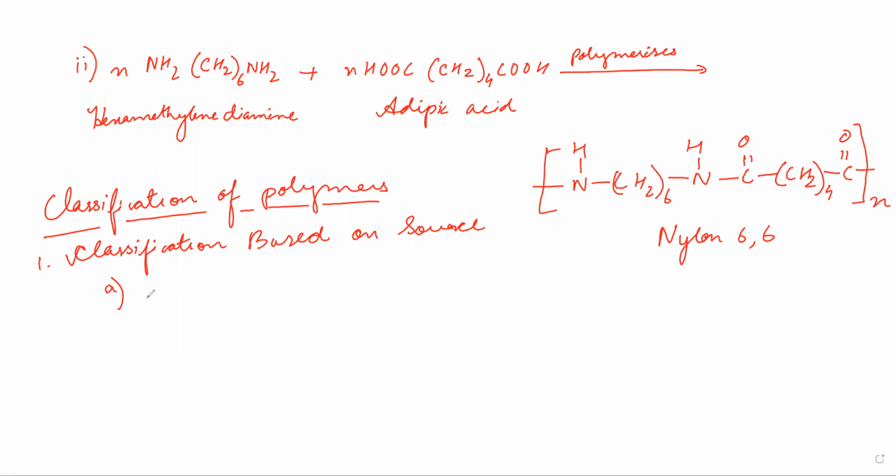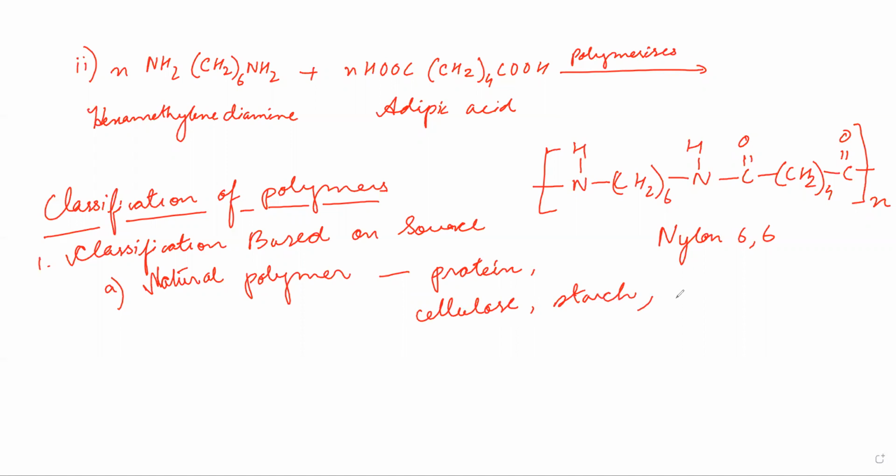So if I take natural polymer, from nature you are going to get this polymer. That is why it is known as natural polymer. So what are the examples of natural polymer? The most common example is protein. Protein is a natural polymer of amino acids. Amino acids combine to give protein. Next, in plants, you get cellulose. This is a natural polymer. Starch is a natural polymer. Rubber, natural rubber is a natural polymer. Okay, this is one classification.